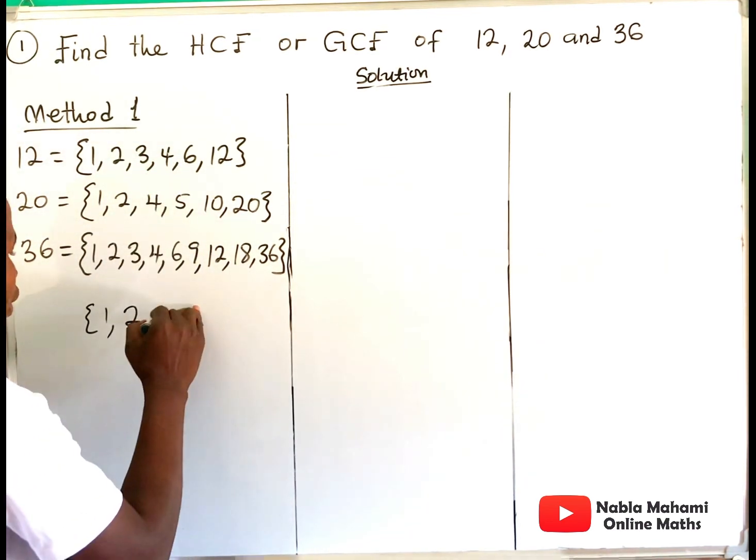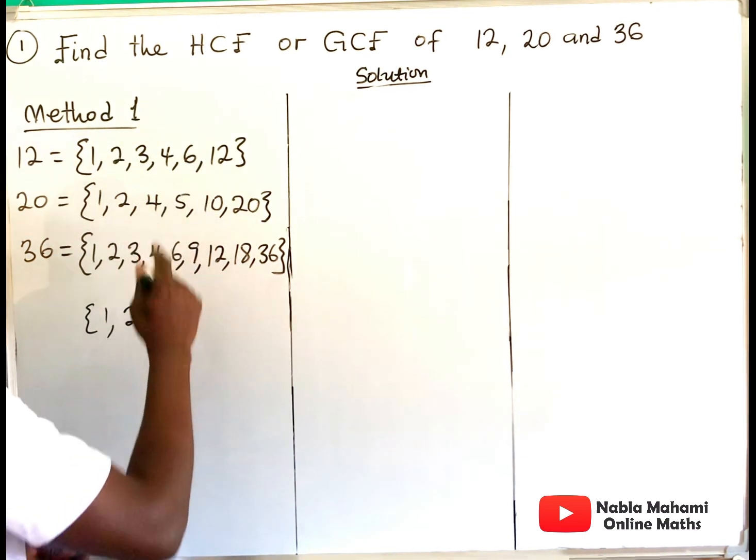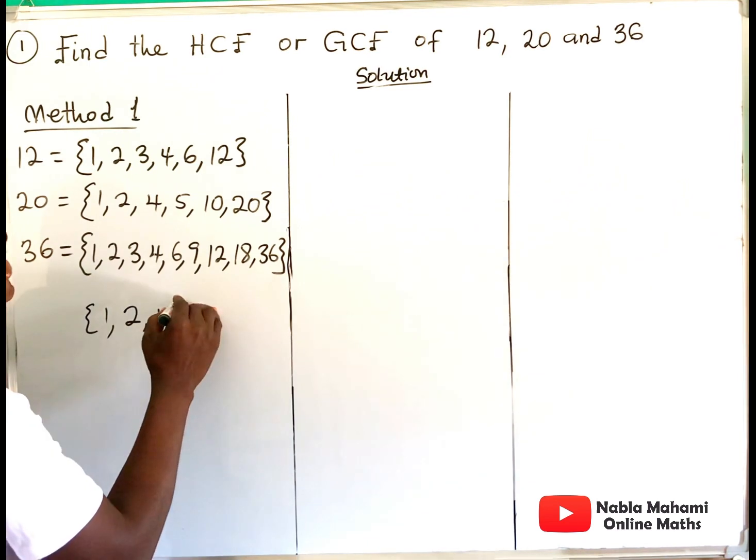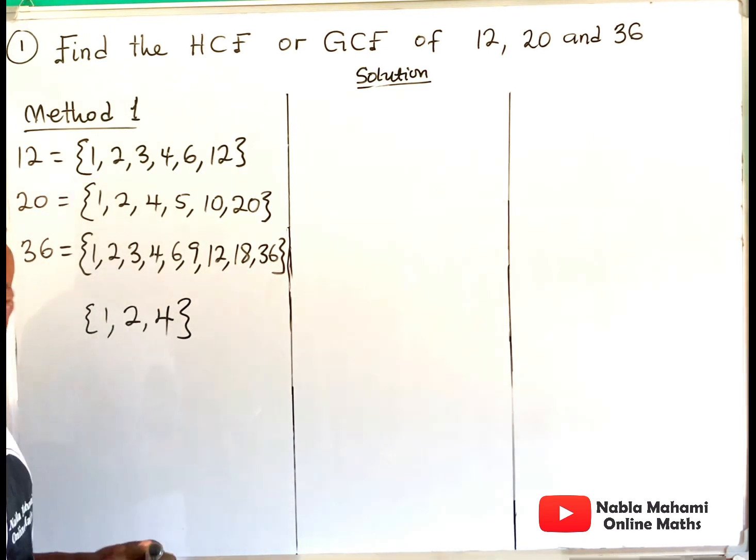Then it means that 4 is there. 6 is here, but 6 is not here. It means 6 is out. 12 is here, but 12 is not here. It means that it's out. So that means that I have 1, 2, 4 to be my common factors in all these three sets.